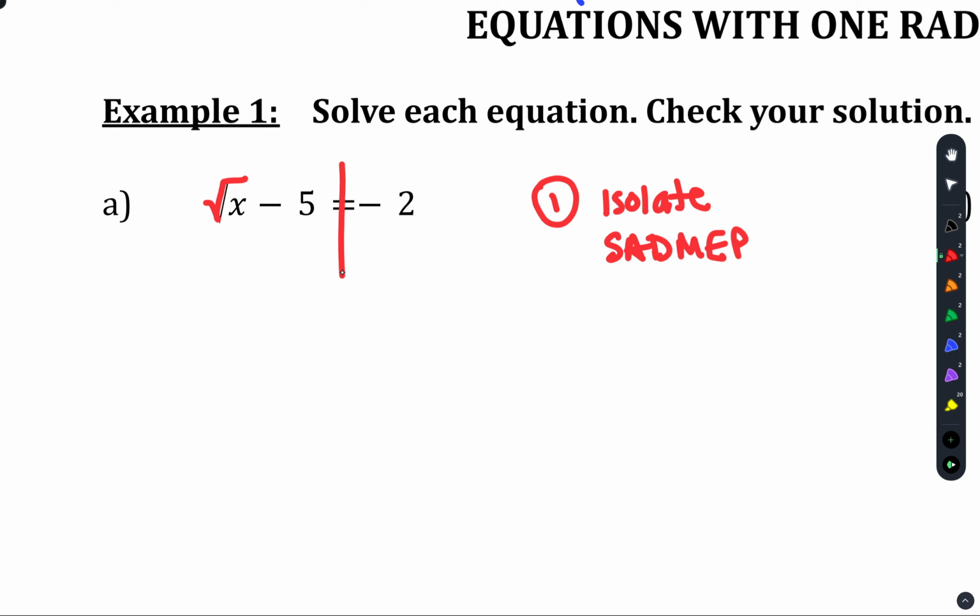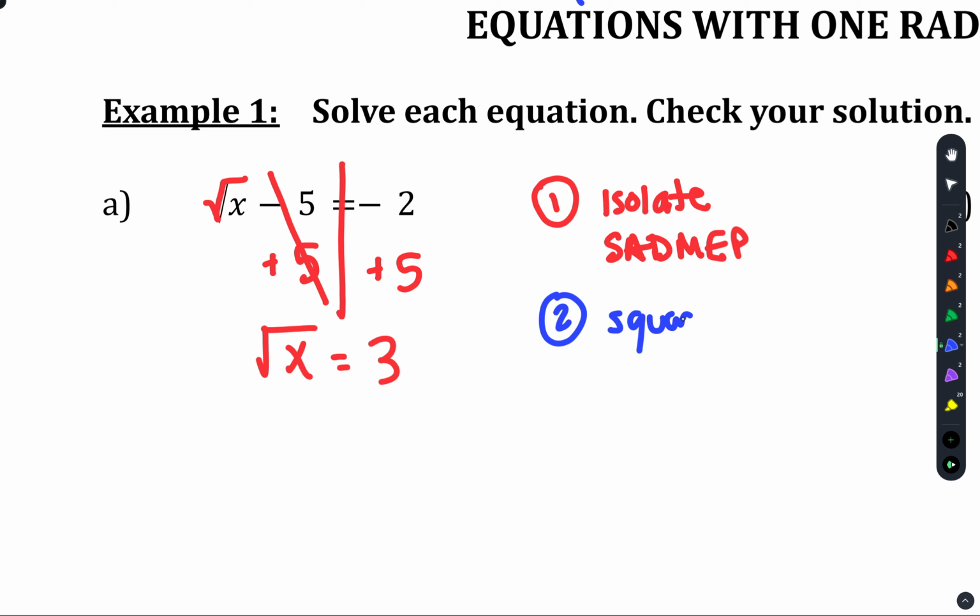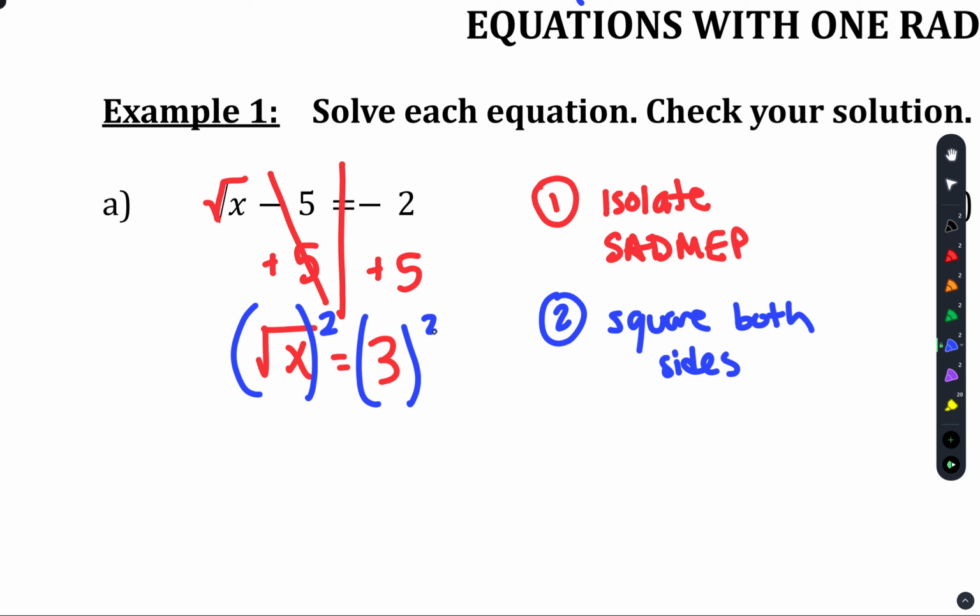So I'm going to draw my little railroad tracks just like I was doing at the way beginning of this year. I'm going to do the opposite of subtract 5, which is to add 5. And I get that the square root of x equals 3. Good? That's step 1. Now the radical is isolated. Step 2 is to square both sides. I'm going to take the left side and square it, and the whole right side and square that.